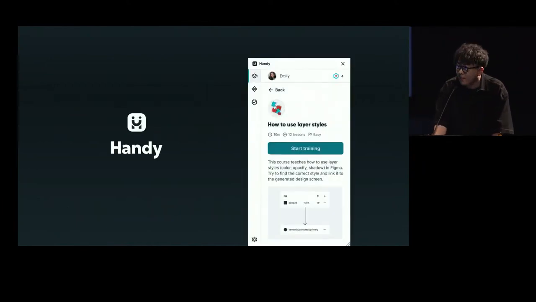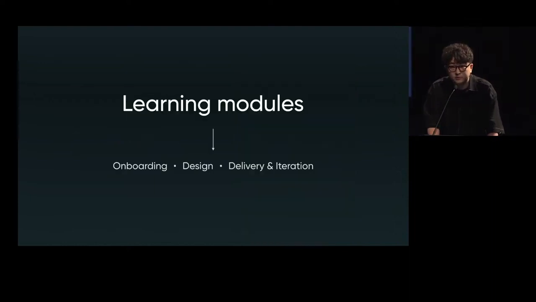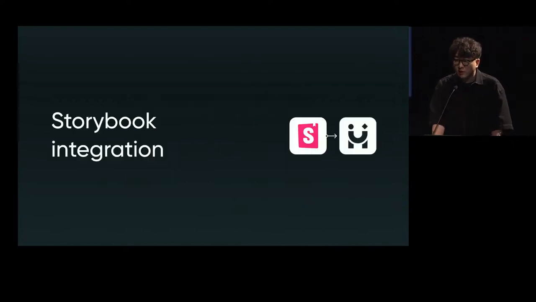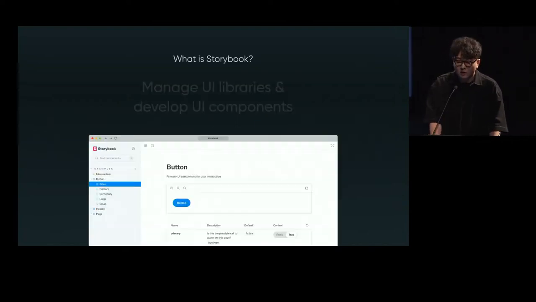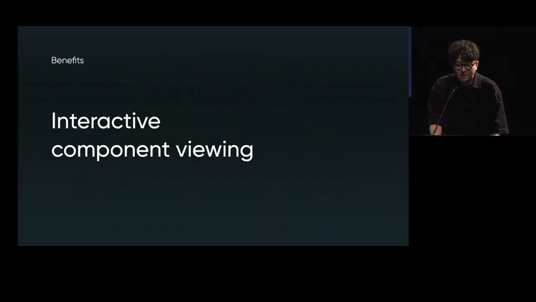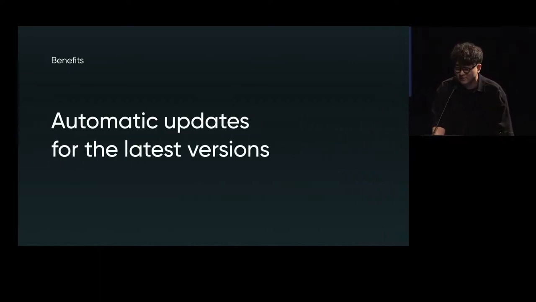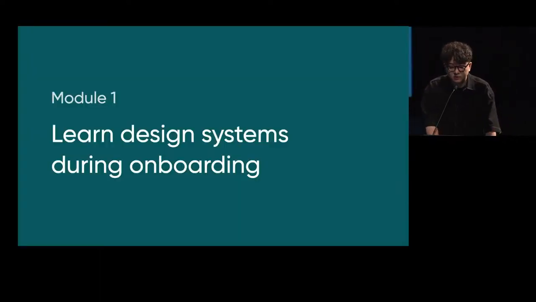Introducing Handy. Handy is a plugin that enhances the efficiency of learning design systems by providing dedicated learning modules for each process. Handy also integrates with Storybook, a tool used by the design system team to manage UI libraries and develop components on the developer side. This integration benefits Handy learning modules by allowing interactive component viewing and providing automatic updates for the latest versions of design systems.